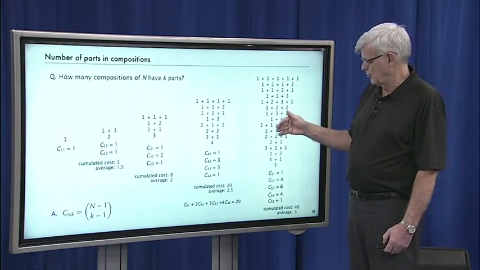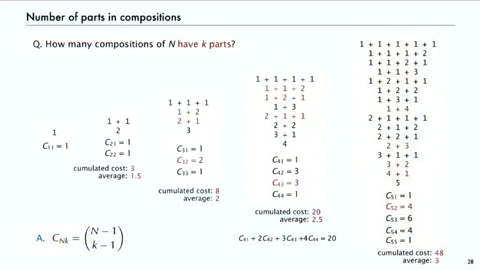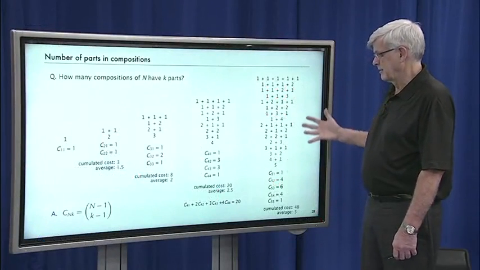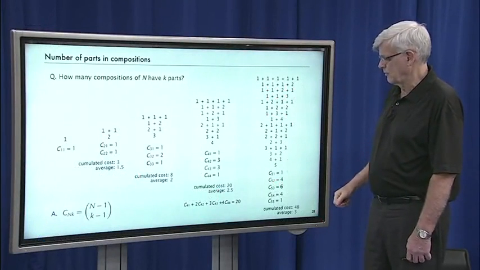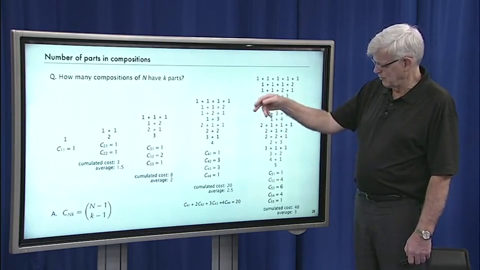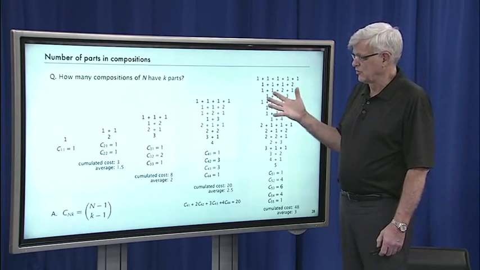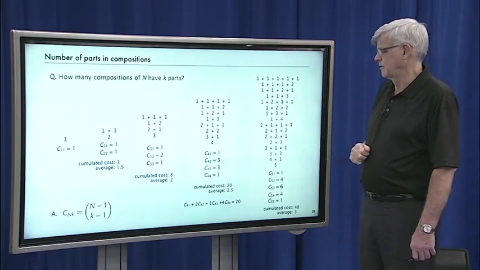The cumulated cost is 20. That's 1 times C41 plus 2 times C42 plus 3 times C43 plus 4 times C44. So that's 1 plus 2 times 3 is 7, plus 3 times 3 is 9, plus 7 is 16, plus 1 times 4 is 20. And divide the 20 by the 8, you get 2.5. And do that same calculation for n equals 5, you get an average cost of 3. So the average goes 1.5, 2, 2.5, 3. You can probably see a pattern there as well. But what we'll do is use the symbolic method to compute this average.